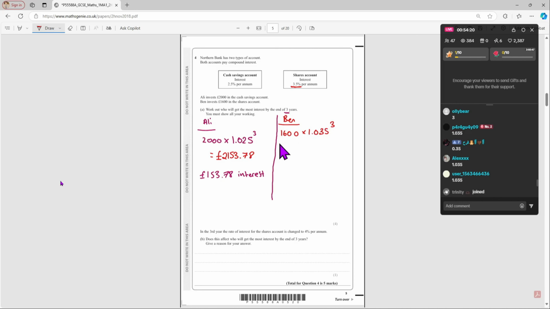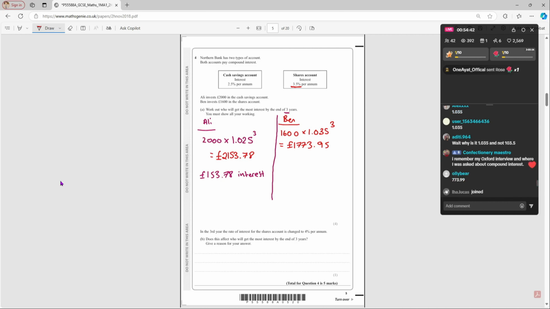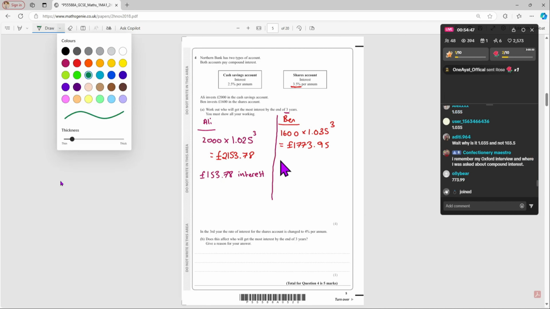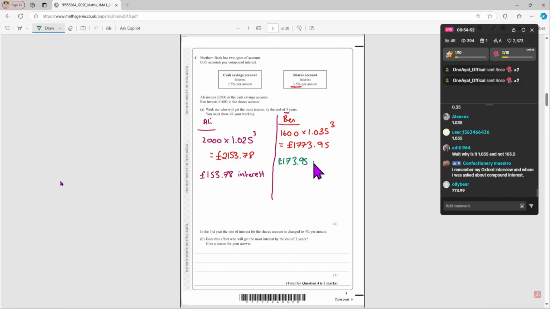Once you have gotten that, that is going to be equal to £1,773.95. Then we need to work out how much interest he earns. He starts with £1,600, and at the end of the 3 years, he has £1,773.95. When you subtract the starting amount from the end amount, you get the amount of interest he earns, which is £173.95 interest.